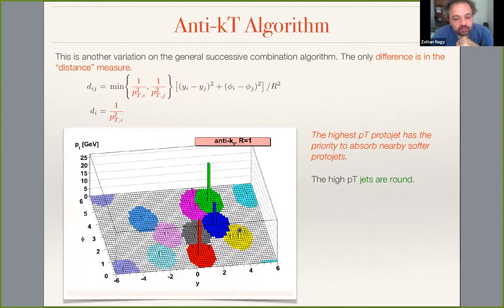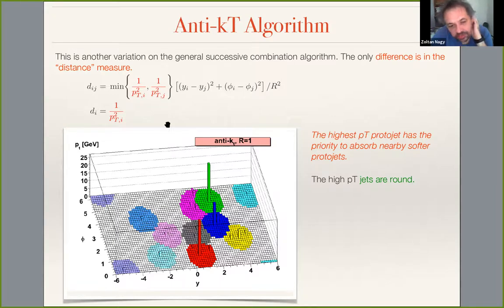And actually, you can tweak the distance measure further, and this is the so-called anti-KT algorithm, and I think this is the most popular to use at the LHC. The only difference now is that this distance measure is weighted by the minimum of the inverse of the PTs. And also the distance from the beam pipe is the inverse of the PT of the protojet. What does it do? Again, this is infrared safe, because the collinear always gets combined, and the soft stuff is just ignored at the end. But it's nice because it actually gives you this circular, cone-like structure, which is what you intuitively like to see.